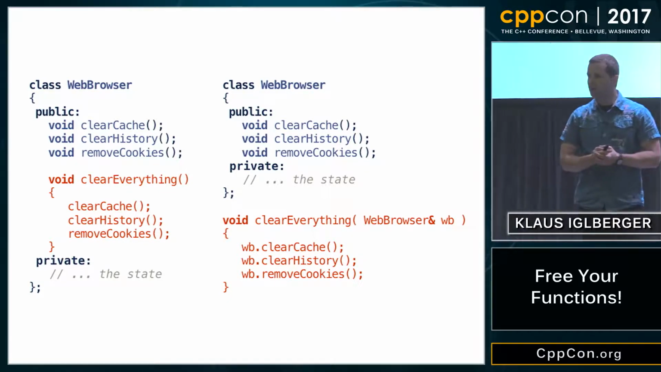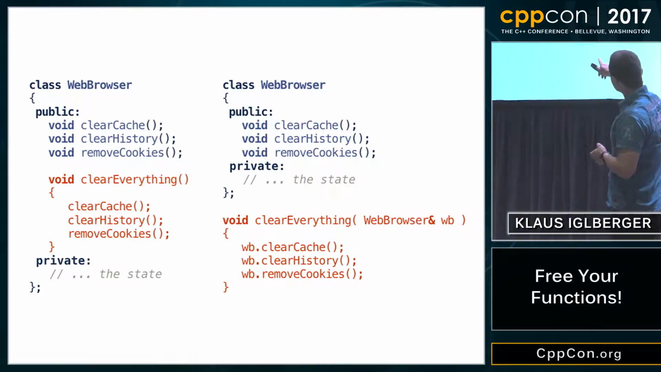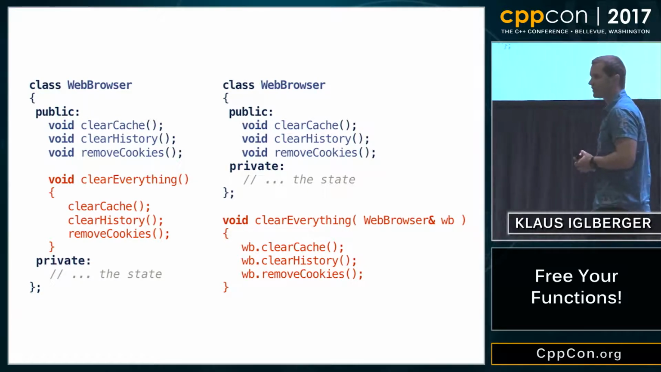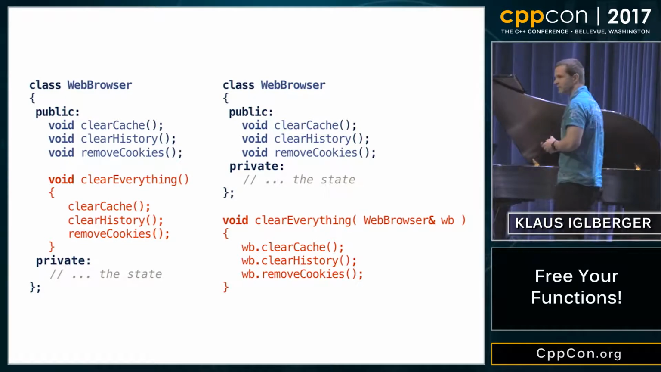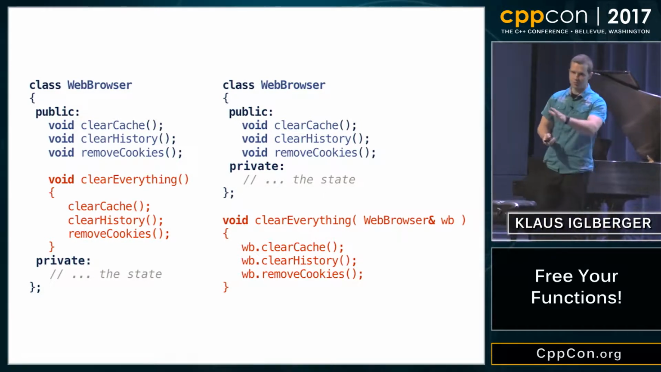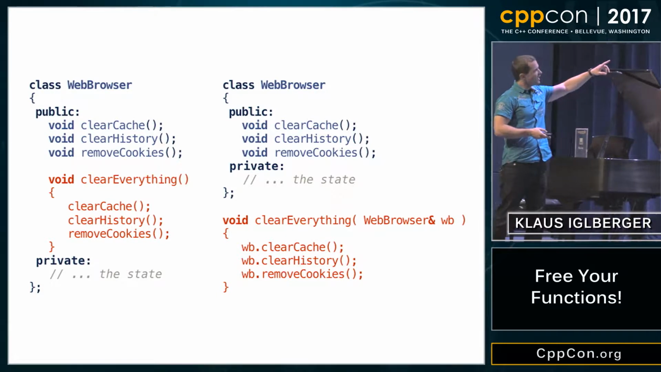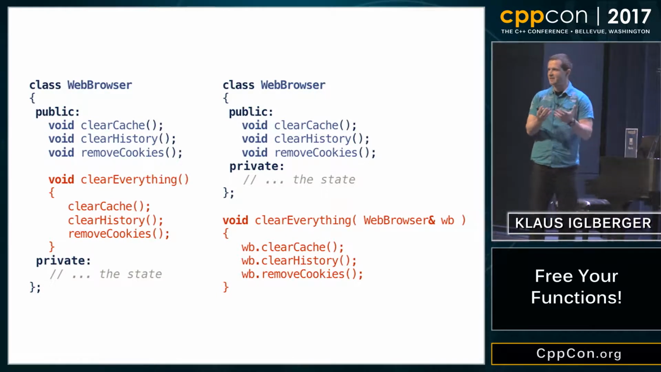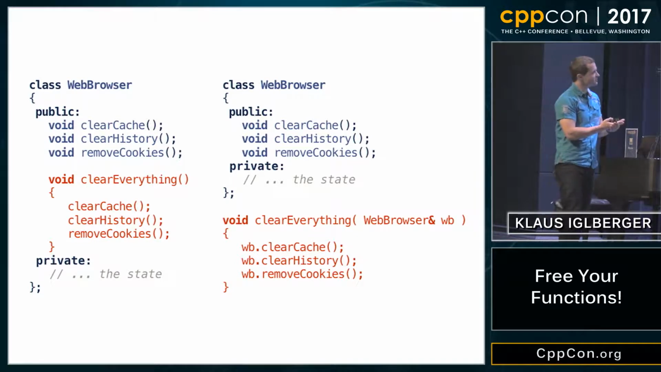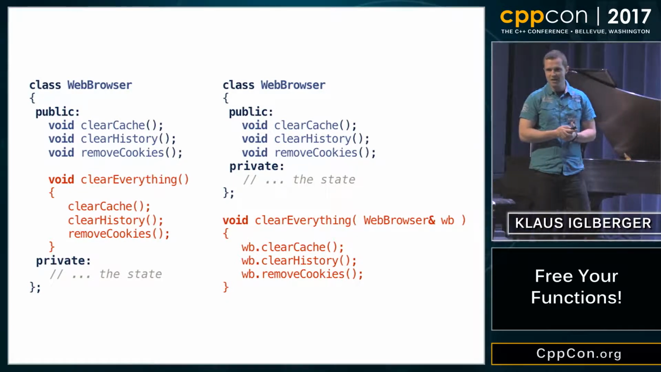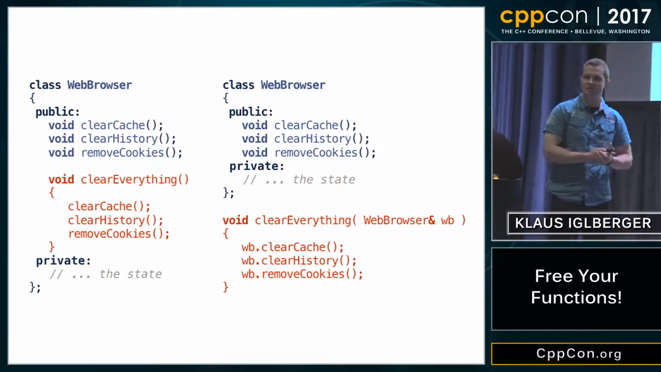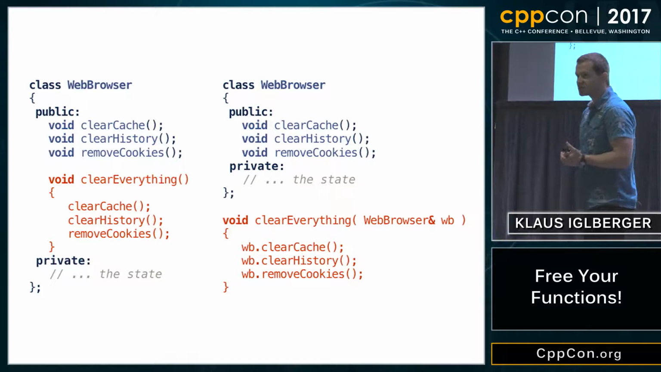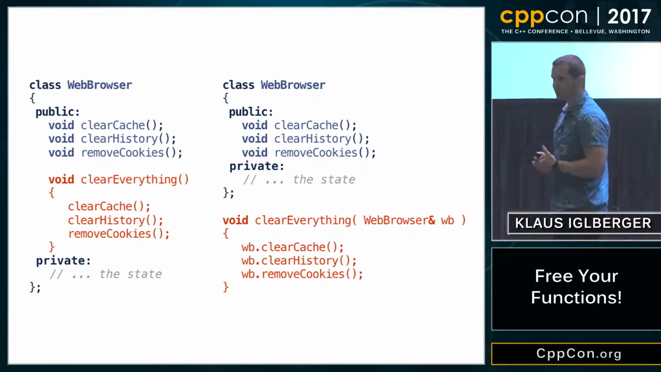And he has good reason to argue this. So the argument is, clear everything on the left-hand side is a function that can do everything. It has full access rights. It can touch every single data member, even of course the private ones, which you definitely should have. But it doesn't need this kind of responsibility. So pull it out of the class, and there's one function less that can potentially destroy invariants of the class. So this is good. This increases the encapsulation of the class.